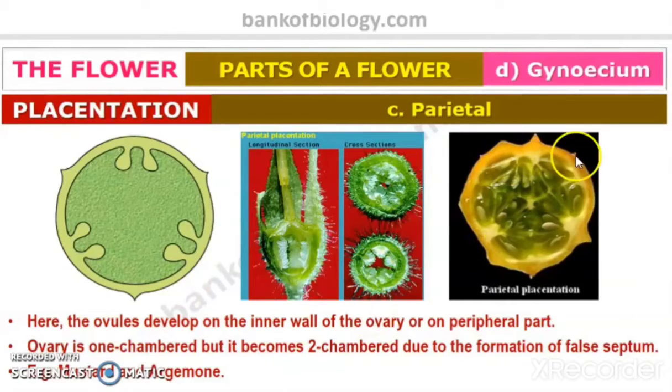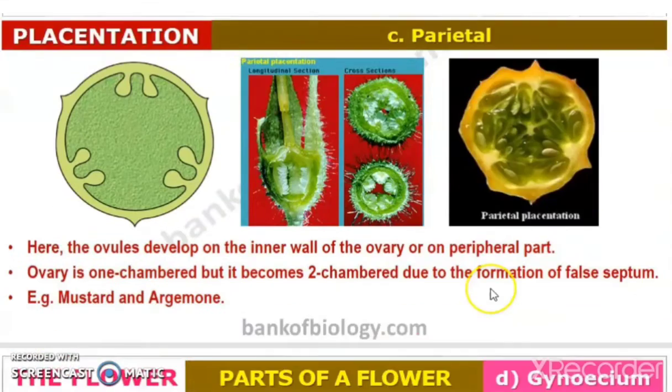So on the surface of the ovary only, that is, on the inner surface of the ovary only, we are able to find the formation of the ovules, right? So the placenta will be there on the inner surface. You can see this. This is all the placenta to which the ovules are attached.